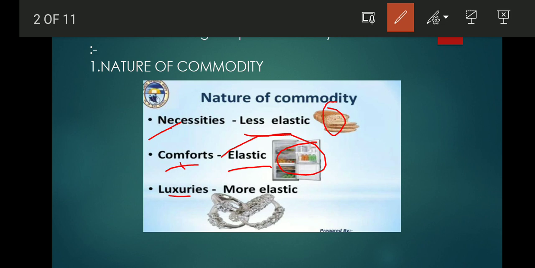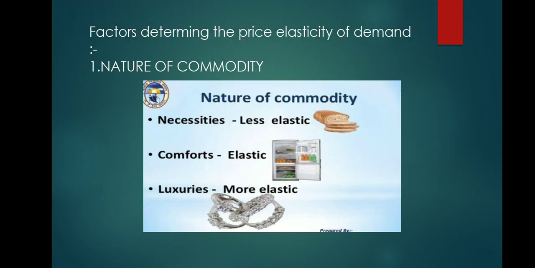But in the case of luxuries, for example jewelry, the demand will be more elastic because it's not our basic need, nor a comfort, it is a luxurious item. So we can easily delay or postpone it. So for necessity, it will be less elastic, which means less change in demand. In comforts there will be change in demand, and in luxuries there will be much more change in demand.